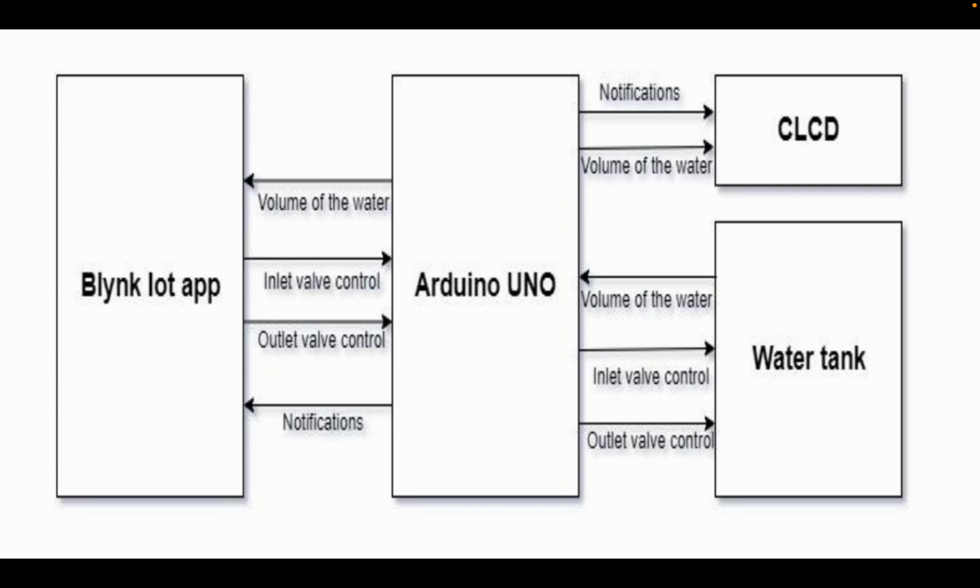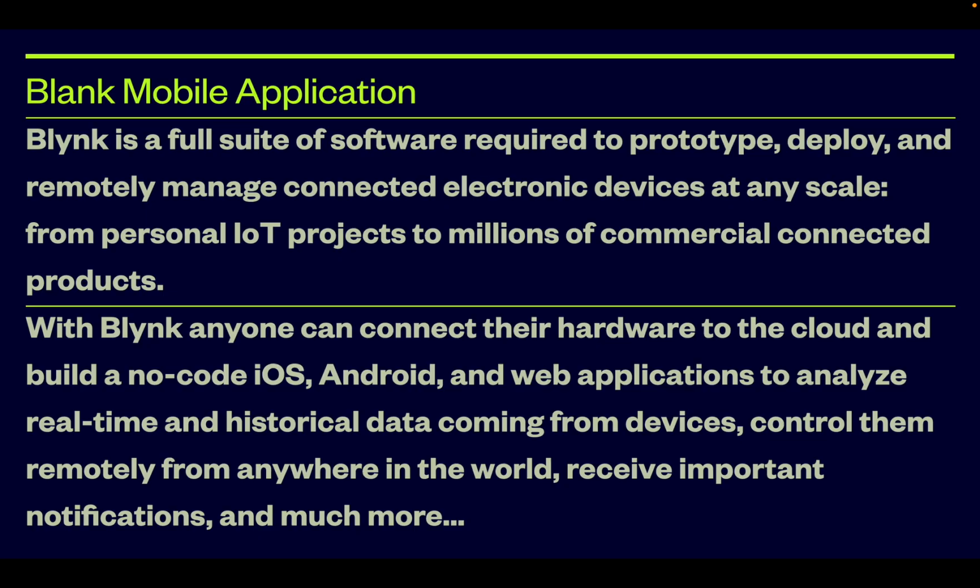Then if the volume of the water is below a certain level, the sensor will inform the Arduino, and the Arduino will take the decision whether it should turn on the inlet valve or not. If we want to operate it through the Blynk IoT mobile application, we can do it. There are buttons for opening the inlet valve. If we press them, the inlet valve will be on, and if we want to close it, we can close it. And on the CLCD, we can see the volume of the water.